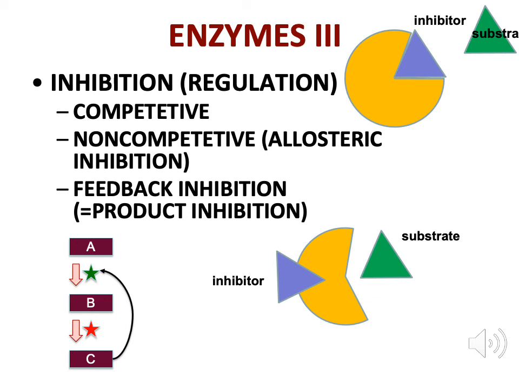We're going to talk about three basic types of inhibition. An inhibitor is any molecule that gives us an ability to regulate an enzyme. If an enzyme is a protein, all I have to do is affect the shape, or specifically the shape of the active site, and I can regulate the enzyme from that standpoint. The first is called competitive inhibition. Then we'll talk about non-competitive inhibition, also called allosteric inhibition, and then feedback or product inhibition.